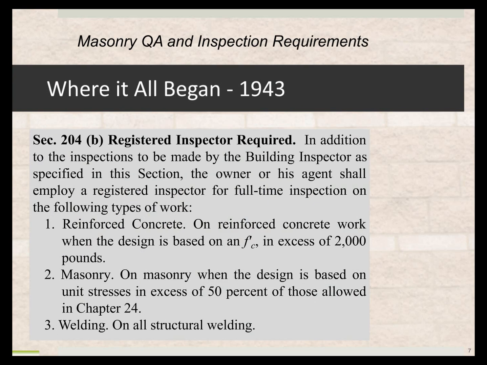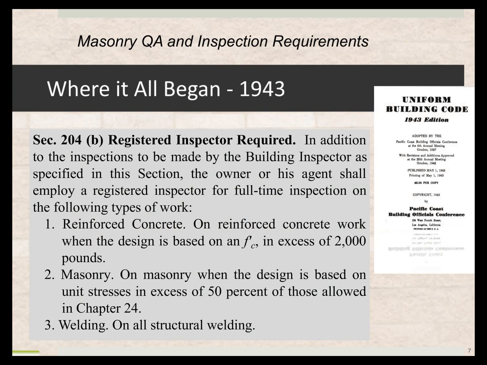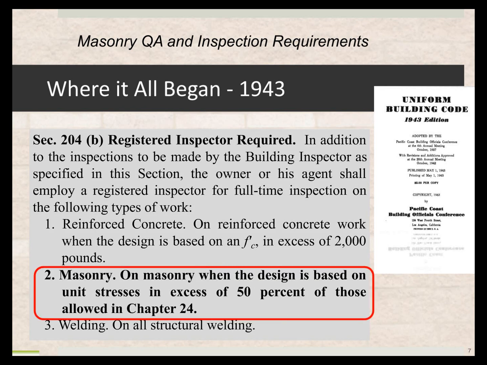This is the code language from the Uniform Building Code. As you can see, masonry had the 50% penalty, you might say. It started actually in reverse. It said on masonry, when the design is based on unit stress in excess of 50% of those allowed in Chapter 24, that is when you would have to inspect the masonry. So if you were not inspecting the masonry, you had to penalize your stresses by 50%.